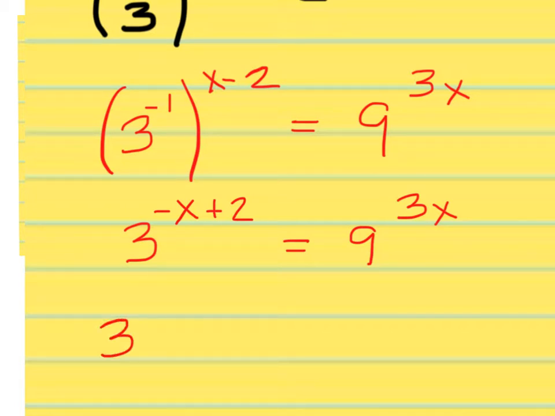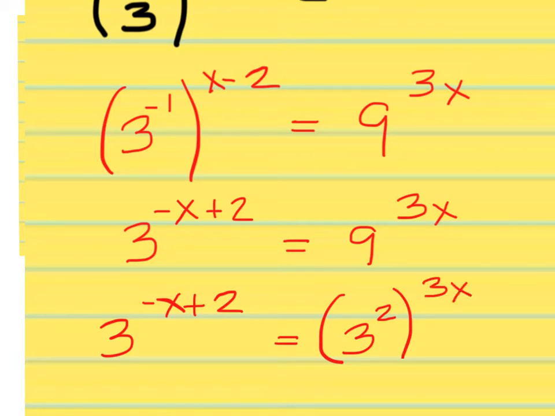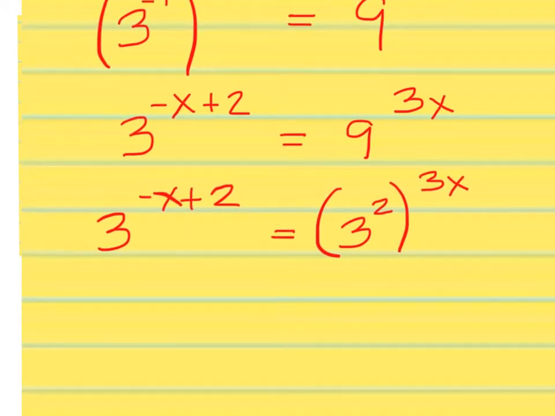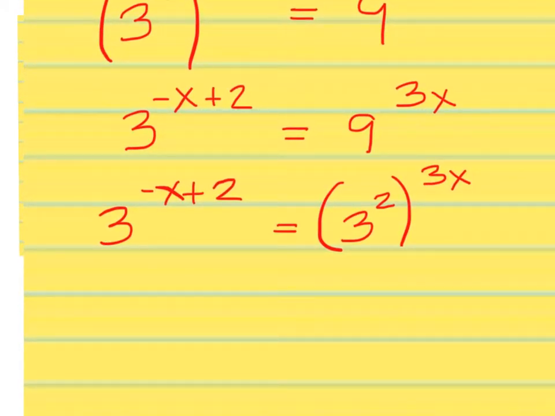So on the left it's 3 to the -x plus 2 power. And on the right we have 3 squared to the 3x power. What did we do to exponents that are separated by a parenthesis? We multiply them. So on the left we have 3 to the -x plus 2, and then equals 3 to what power? Yeah, 3 to the 6x power.